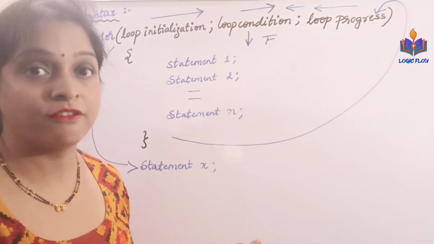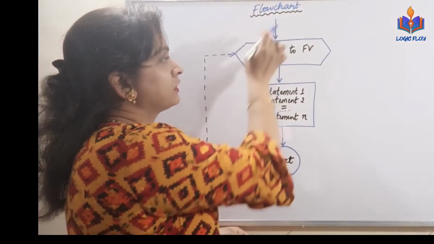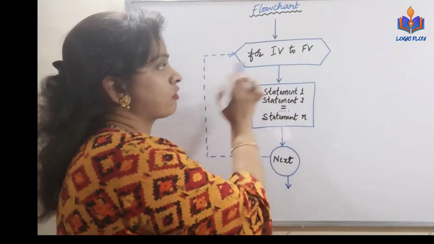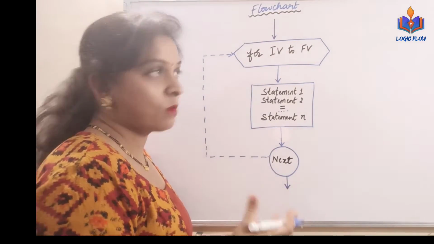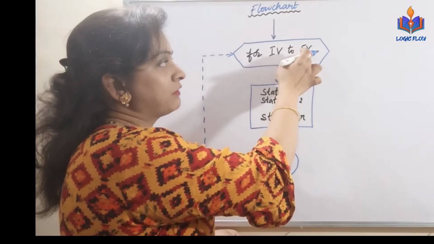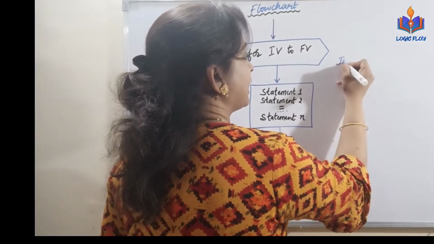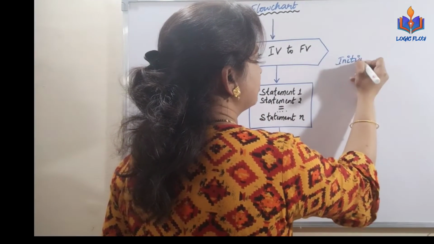Let us see the flowchart now. Here we have the symbol for loop. We call it the preparation symbol. We are going to prepare the loop with an initial value to final value. IV stands for initial value.